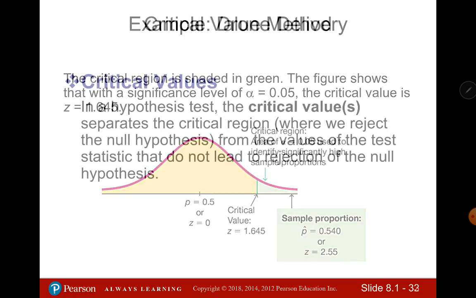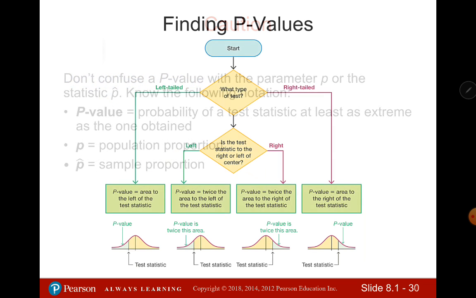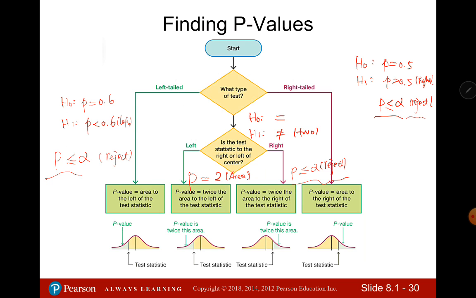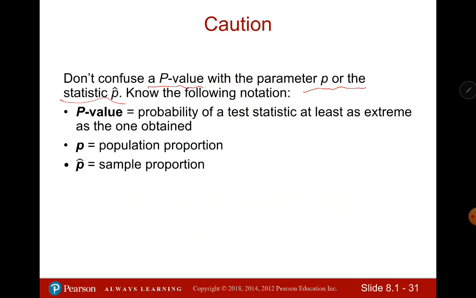Do you still remember what the test statistic we have was? It's 2.55, right? And the p-value is 0.005. It's very small, less than alpha 0.05. This is using the p-value method.